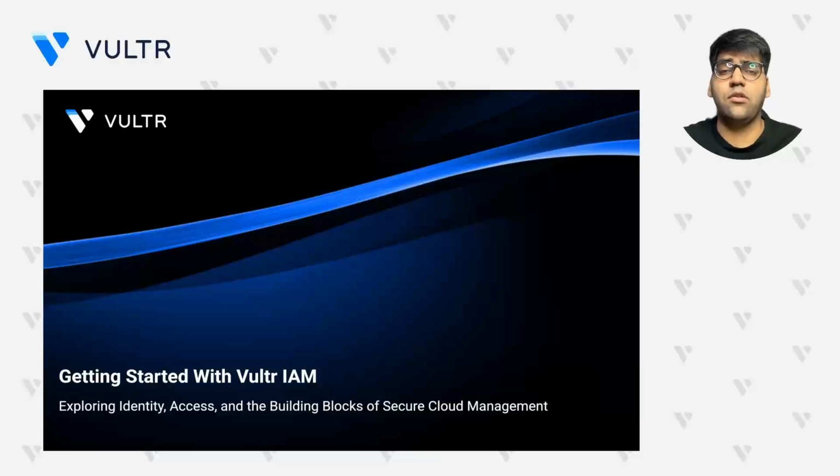Managing access to cloud resources is fundamental to building secure and scalable systems. Yet many workflows still rely on scattered credentials, over-permissioned users, and manual policy handling that can quickly become difficult to control. Vultr addresses this with its Identity and Access Management system, giving you a structured way to define who can access what and under which conditions, all from a centralized control layer.